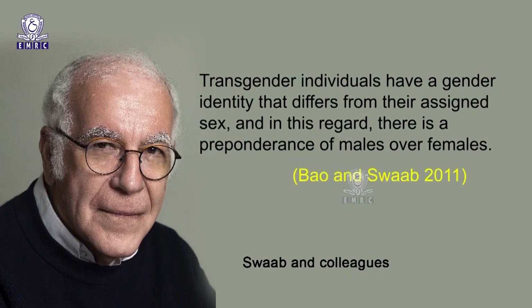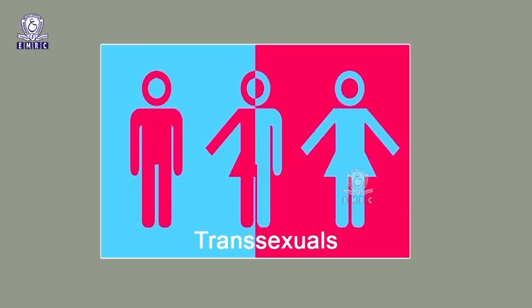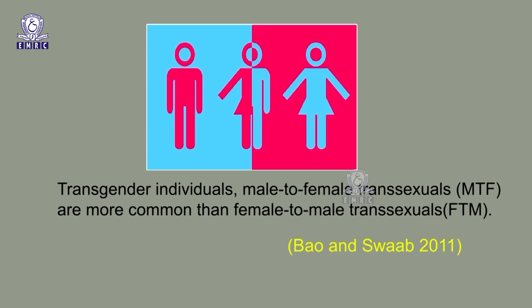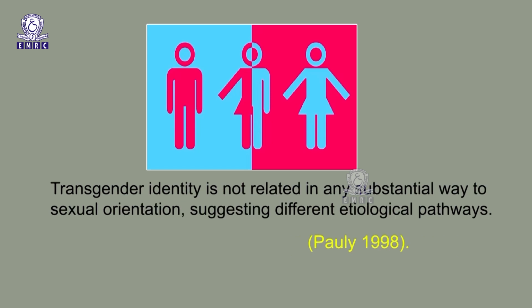Prenatal androgens such as testosterone have also been implicated in the etiology of transgender identity. Transgender individuals have a gender identity that differs from their assigned sex, and in this regard there is a preponderance of males over females. Some transgender individuals seek medical intervention to transition from one sex to another and are referred to as transsexuals. As with transgender individuals, male to female transsexuals, that is MTF, are more common than female to male transsexuals, that is FTM. Transgender identity is not related in any substantial way to sexual orientation, suggesting different etiological pathways.